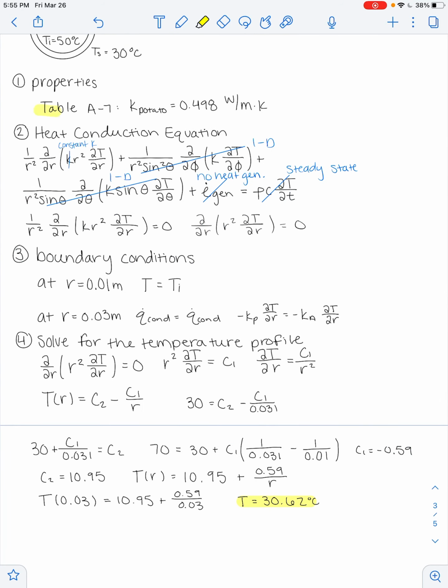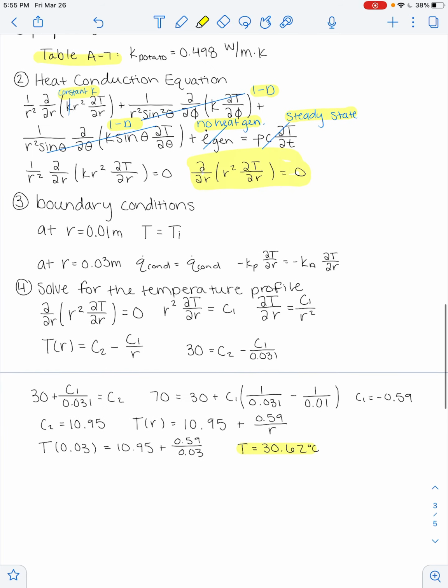The properties for the potato can be found at table A7, and then we can derive the conduction equation and simplify it such that, if we know there's constant k and h, that it's 1D heat flow, that there's no heat generation, and that it's steady state, we can derive the following form of the conduction equation.